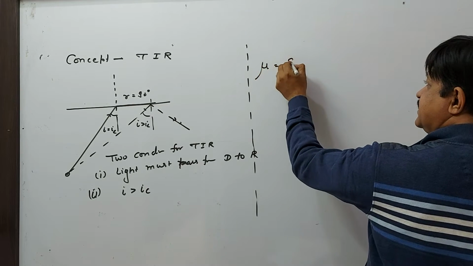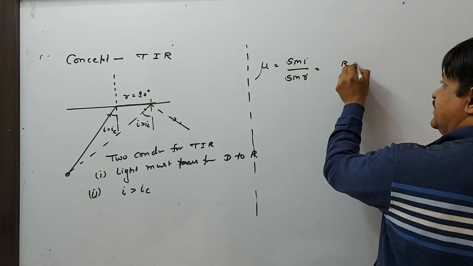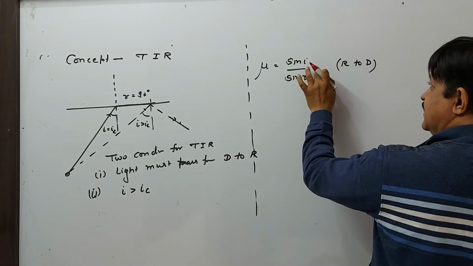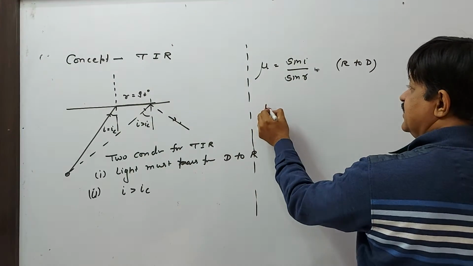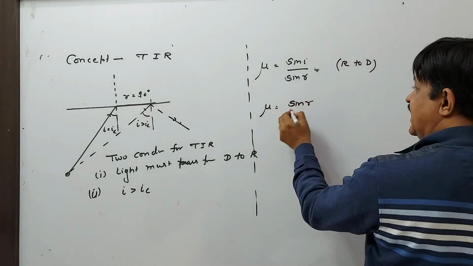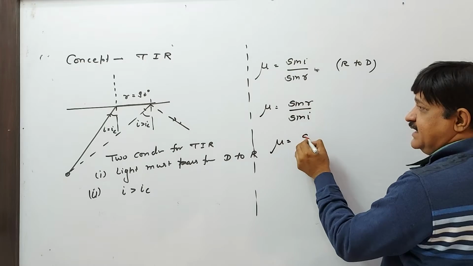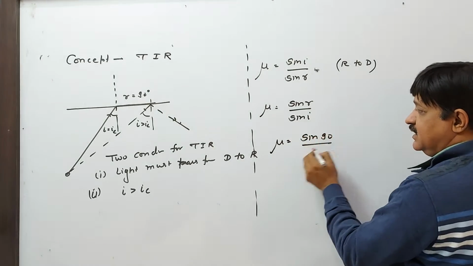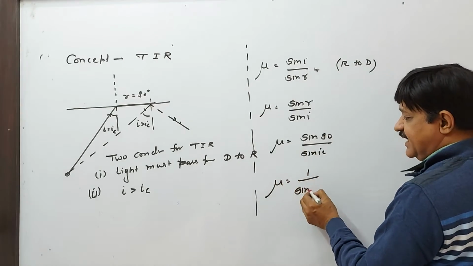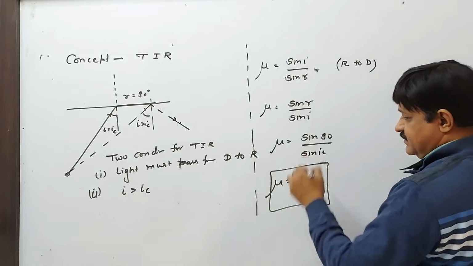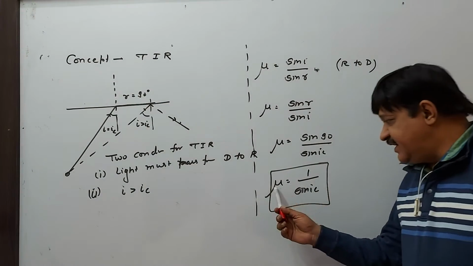We know mu equals sine i upon sine r for rarer to denser. But because in TIR it is always from denser to rarer, it should be sine r upon sine i, which is sine 90 upon sine iC. You have the relation mu equals 1 upon sine iC. This is the relation between refractive index and critical angle.